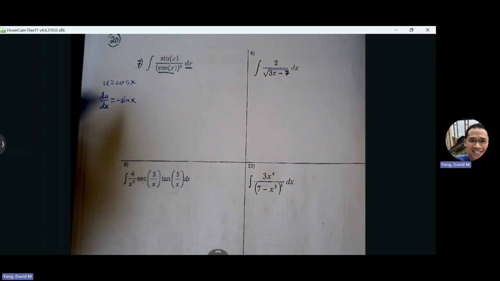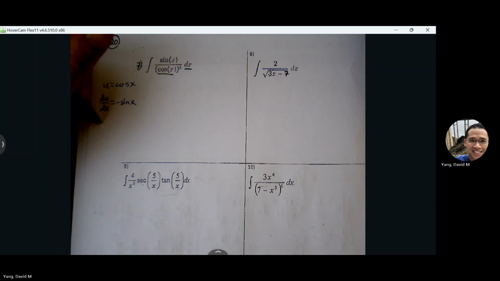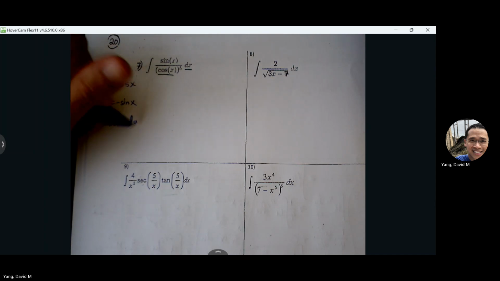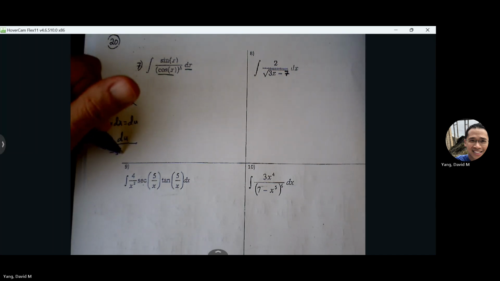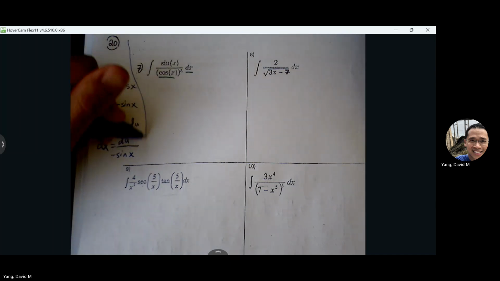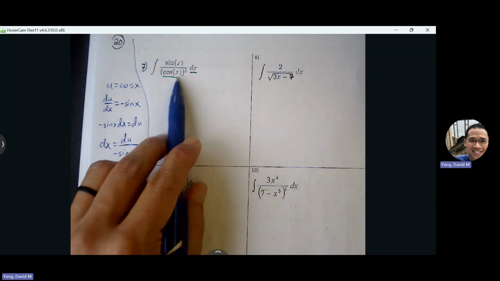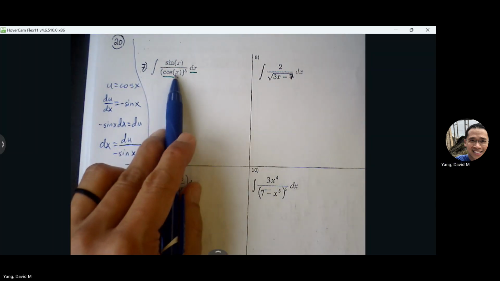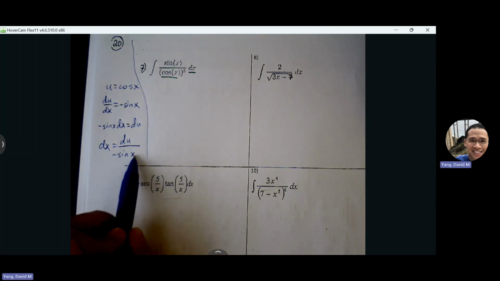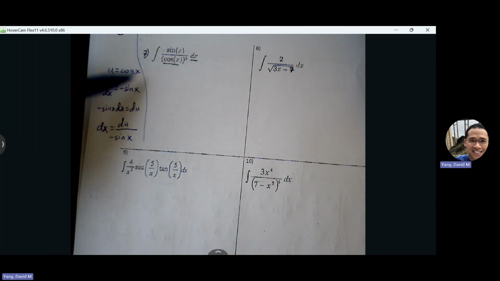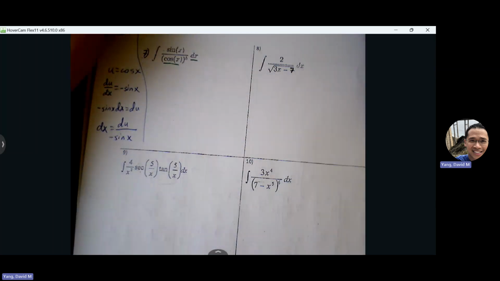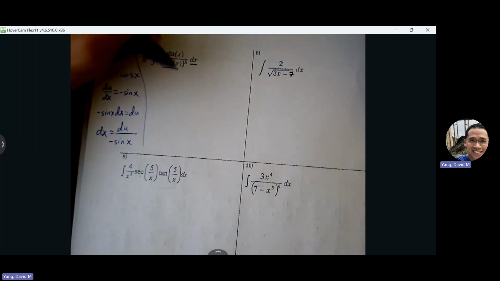Okay, cosine's derivative is negative sine. Make your substitutions. Having that negative sine x show up is a good indication that we should be able to get some things to match up and cancel out. Yeah, with the negative left over.